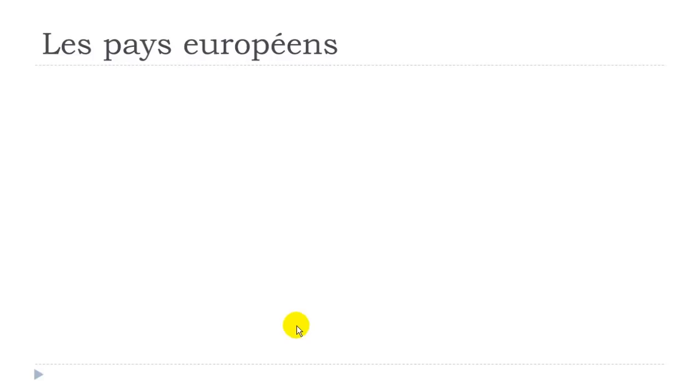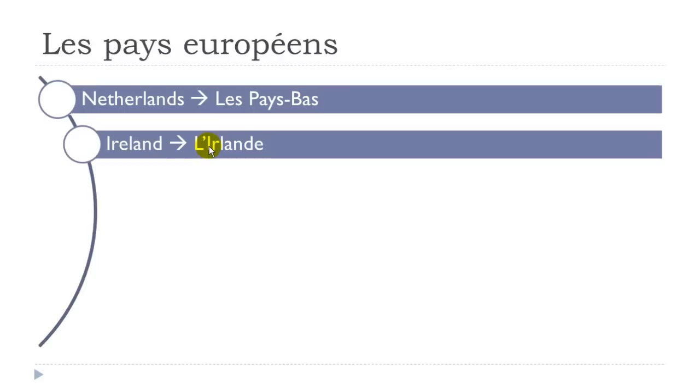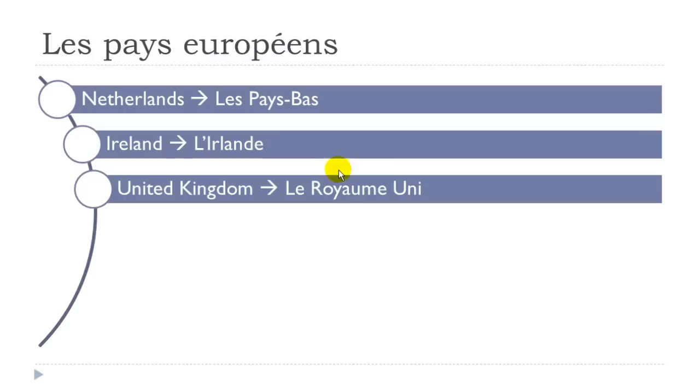Okay? We continue. Les Pays-Bas. Final S here, not pronounced. Same thing here. Pays, and then bas. Les Pays-Bas. Okay? Then, l'Irlande. Remember, this is E, and it should be pronounced like E. Irlande. Okay? A-N, an, D. And final E, not pronounced. Irlande. Le Royaume-Uni. Le Royaume-Uni. Okay?